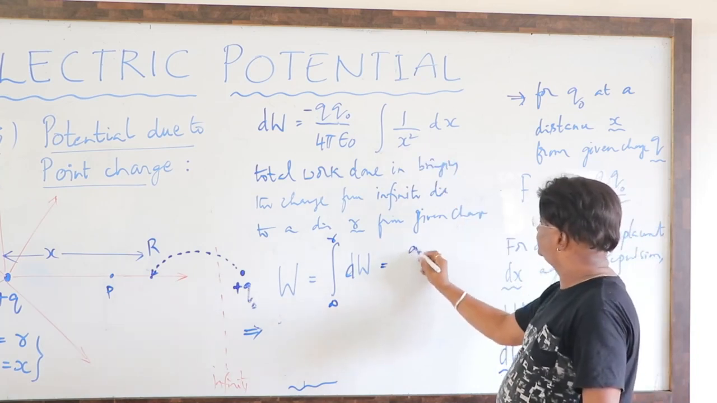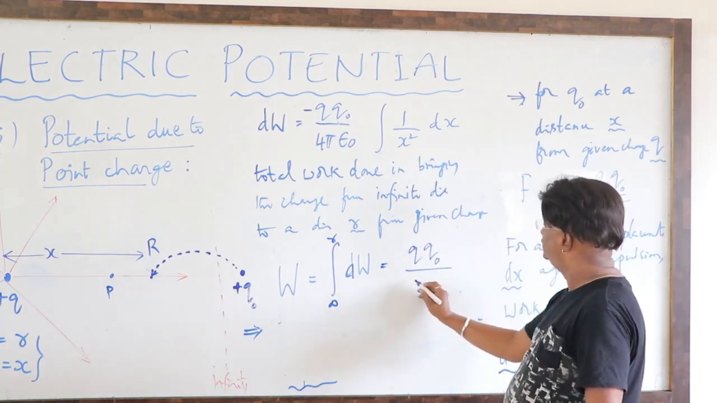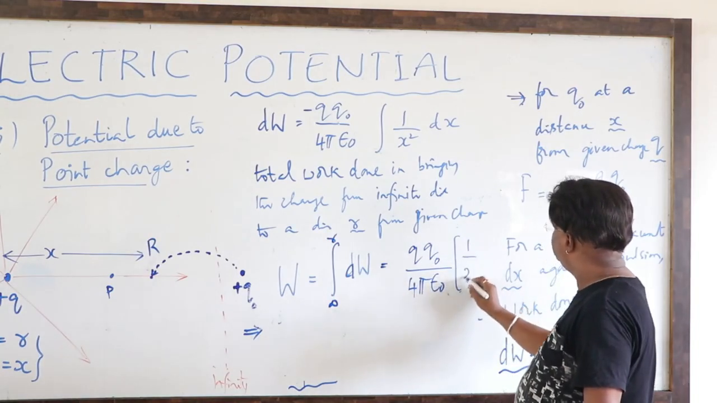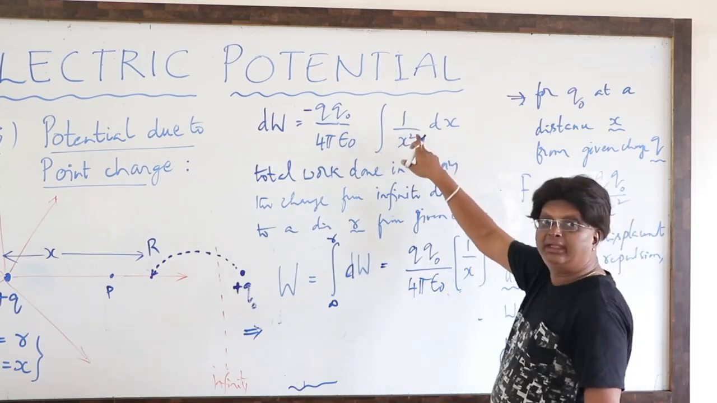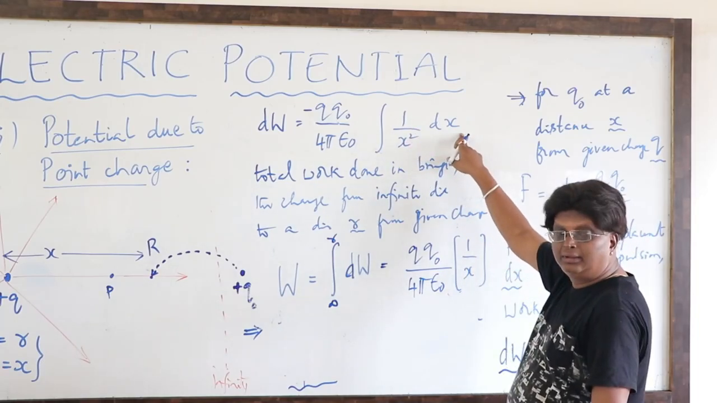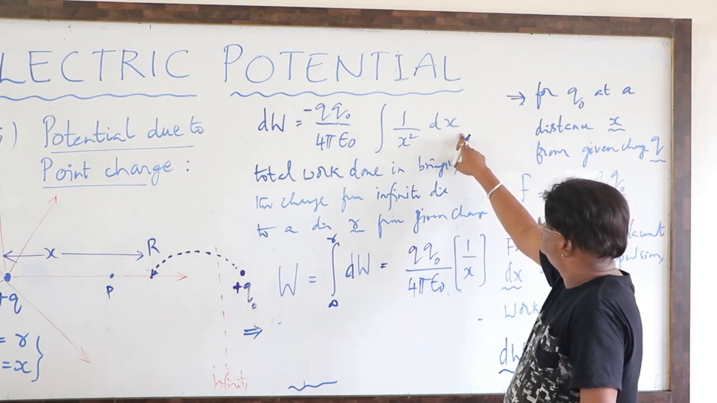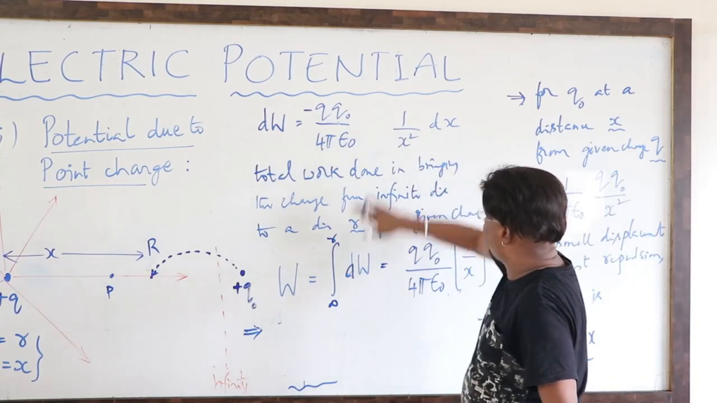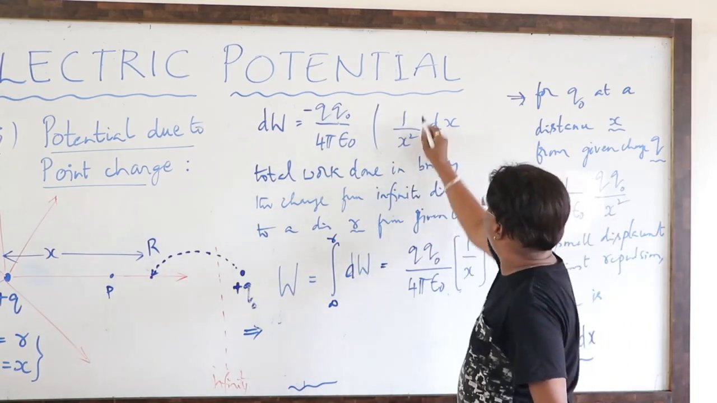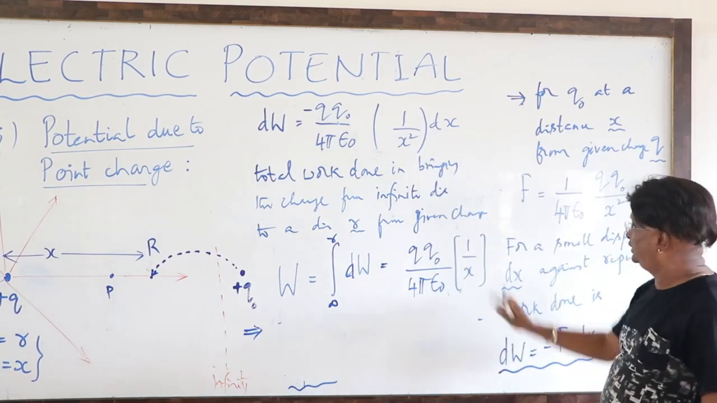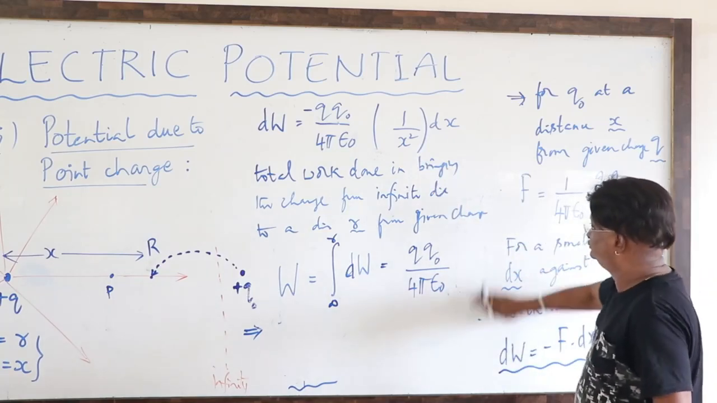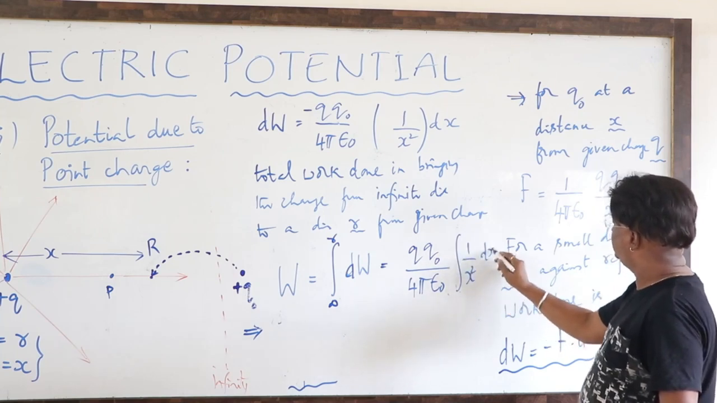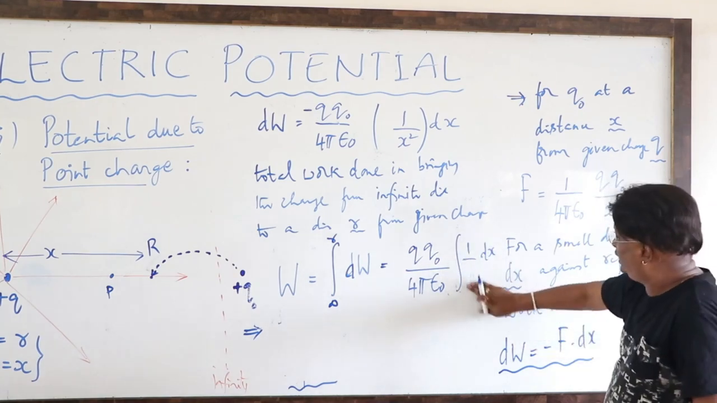Therefore here I will write it as q naught upon 4 pi epsilon naught. This is 1 by x square dx, right? That integral, so there is no integral here, I am sorry. Integral is only here. Yes, 1 by x square dx there, I am sorry. So that, okay, let me show this. And this is what is integral 1 by x square dx.